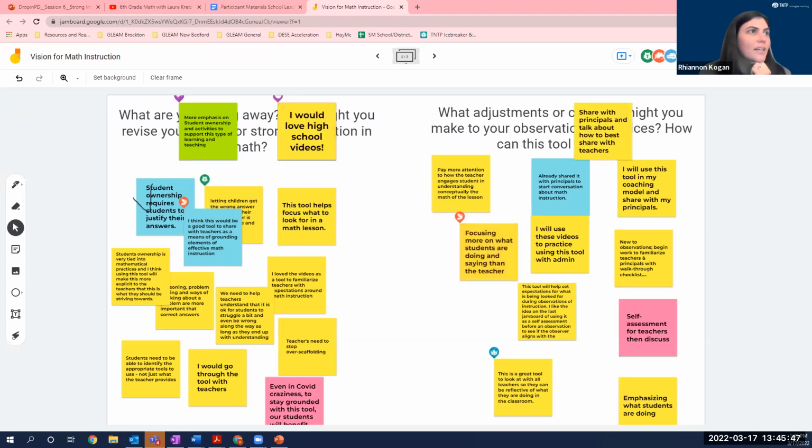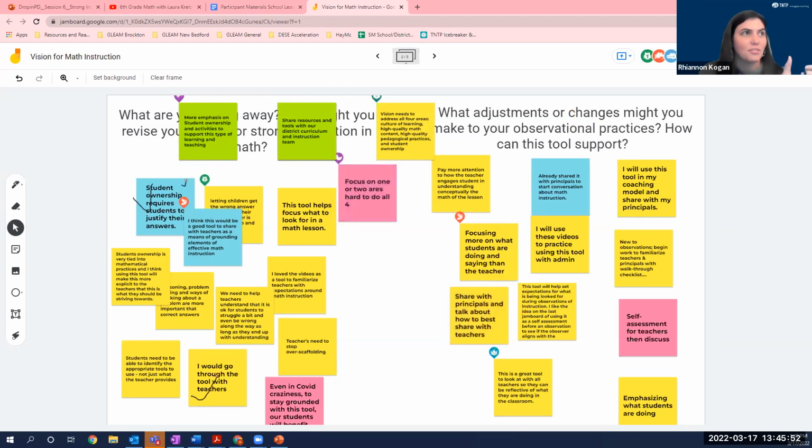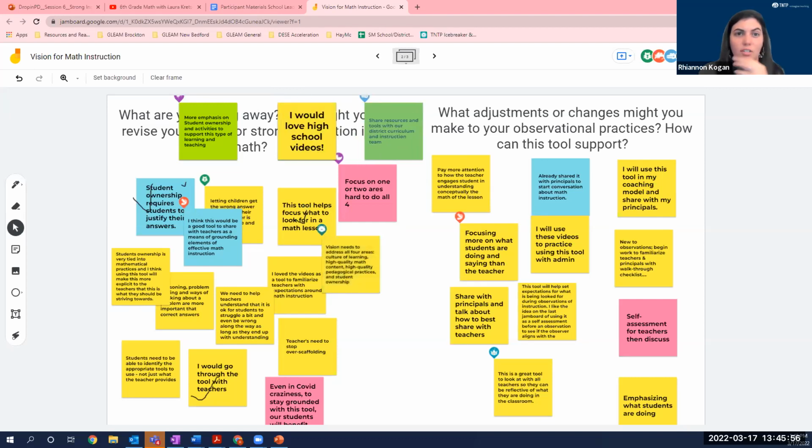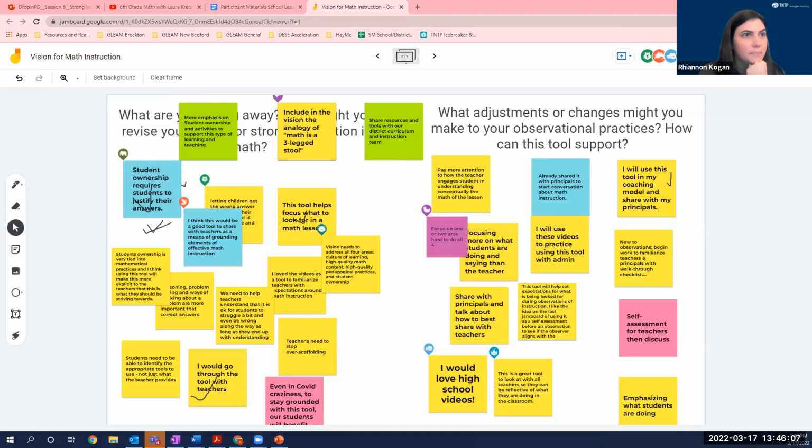Great. Yeah, I love that blue post-it that somebody just resonated with, that student ownership requires students to justify their answers. That's a really small, bite-sized thing to be thinking about, and it would be a great thing to prioritize in instruction.